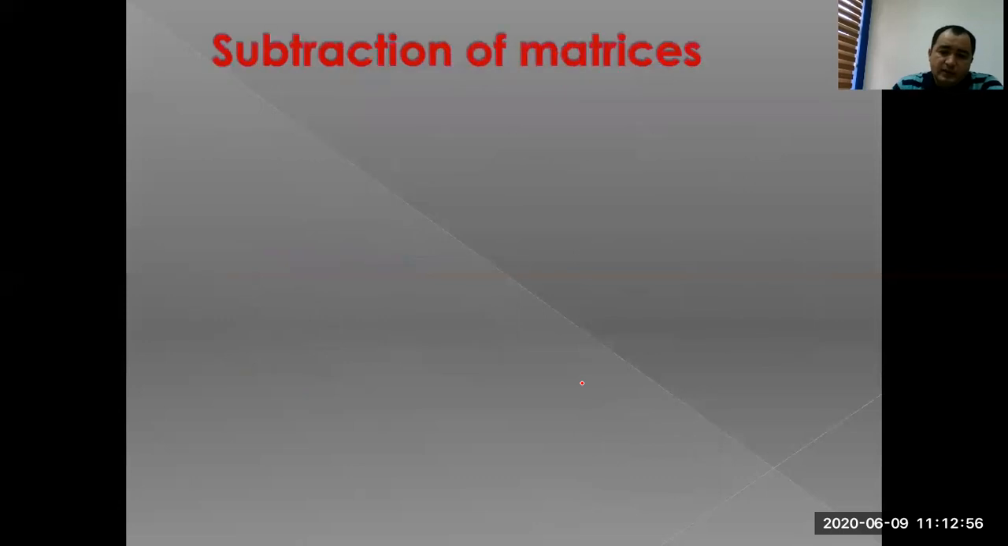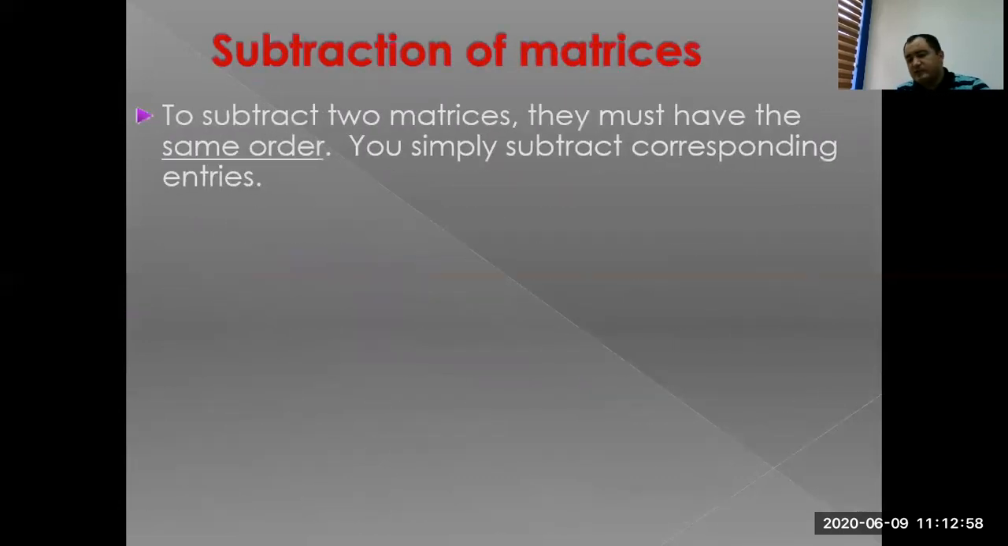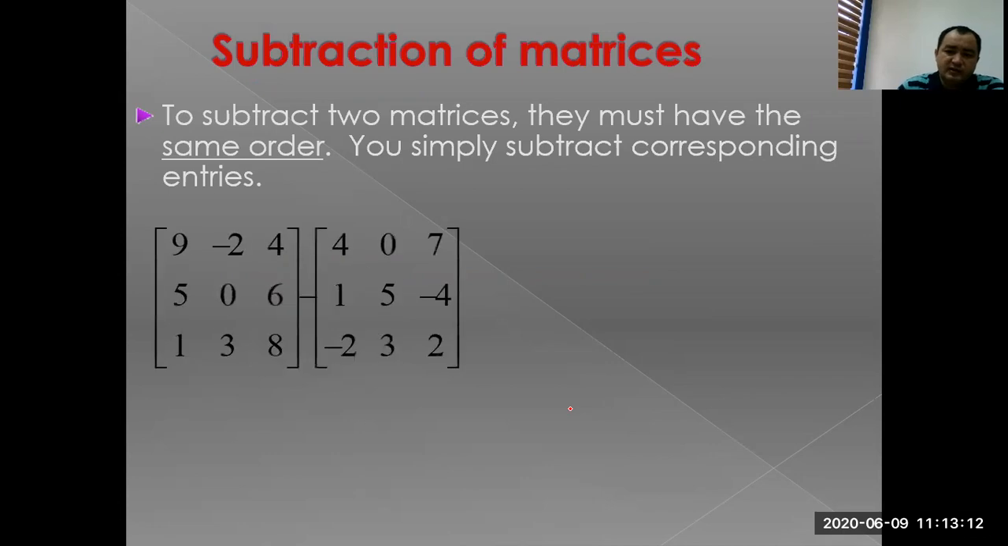How about subtraction? It's also very similar to addition. To subtract 2 matrices, they must have the same order, the same dimension. If so, we just simply subtract corresponding entries like addition. Assume that we are given these 2 matrices. What is the dimension of this matrix? That is 3 by 3. And how about this one? That's also 3 by 3. Are they the same? Yes. That means it's possible to subtract.